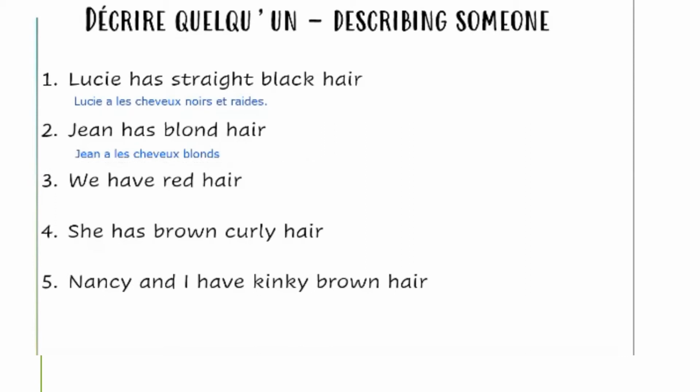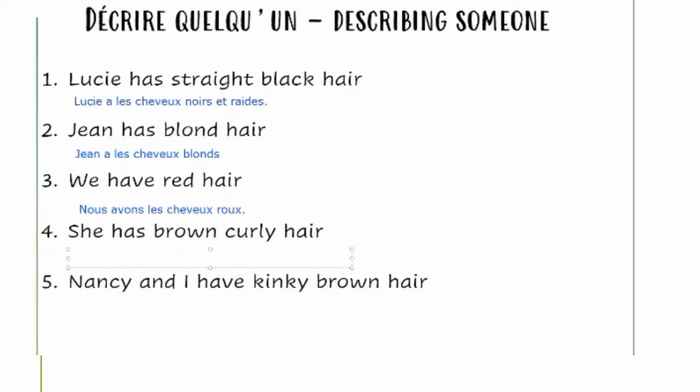Next one. We have red hair. How do you say we have red hair? Nous avons. Very good. Les cheveux, très bien. Parfait. Very good pronunciation as well. Très bien, c'est parfait, bravo. Nous avons les cheveux roux, we have red hair. All right, what about she has brown curly hair?